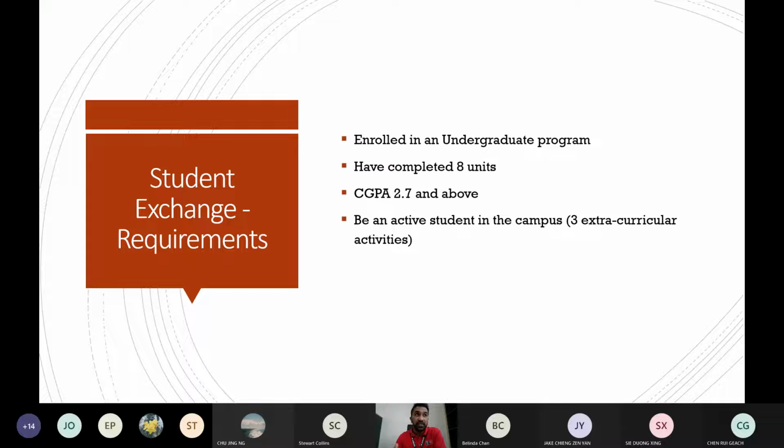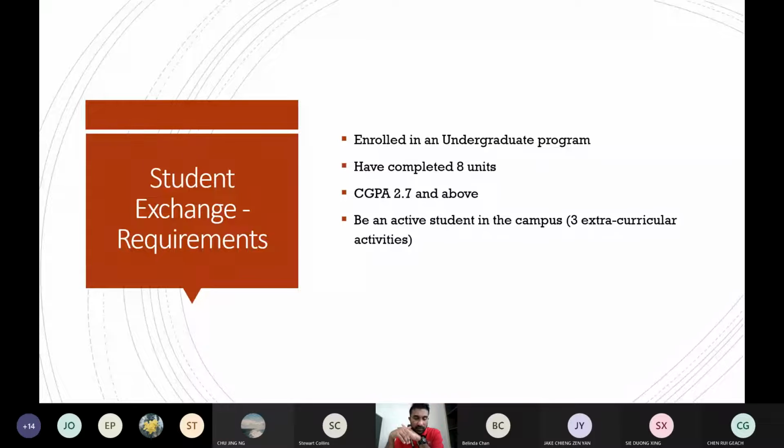To be an active student, you can participate in extracurricular activities organized by clubs or the student SLVP program, things like that. If you participate in these events, you can count them as extracurricular activities towards your profile. Now, the second requirement, you must have completed 8 units, is where you decide when you wish to go on exchange. For example, if you're doing a 3 years degree program, the earliest you can go on exchange is your second year first semester.